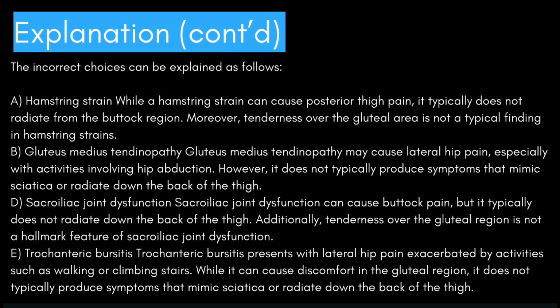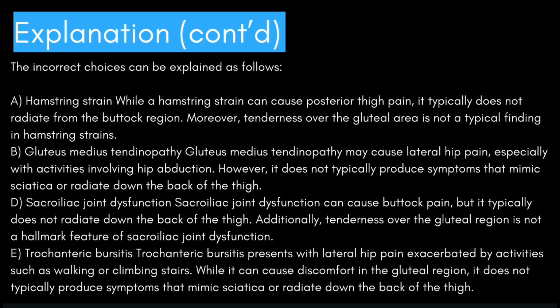Hamstring strain. While a hamstring strain can cause posterior thigh pain, it typically does not radiate from the buttock region. Moreover, tenderness over the gluteal area is not a typical finding in hamstring strains. Gluteus medius tendinopathy. Gluteus medius tendinopathy may cause lateral hip pain, especially with activities involving hip abduction. However, it does not typically produce symptoms that mimic sciatica or radiate down the back of the thigh.